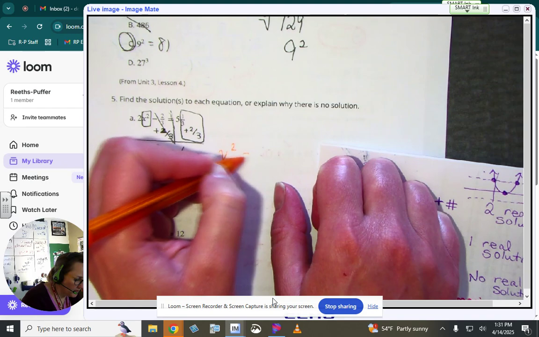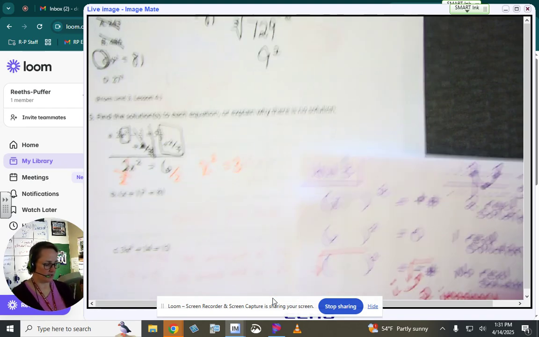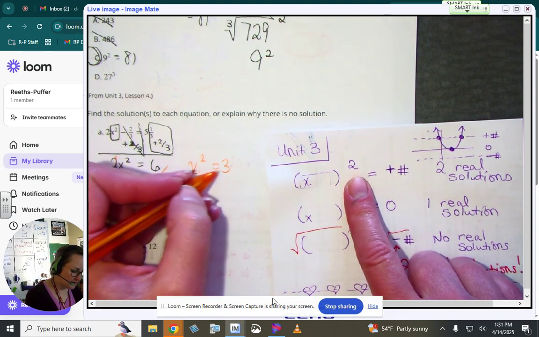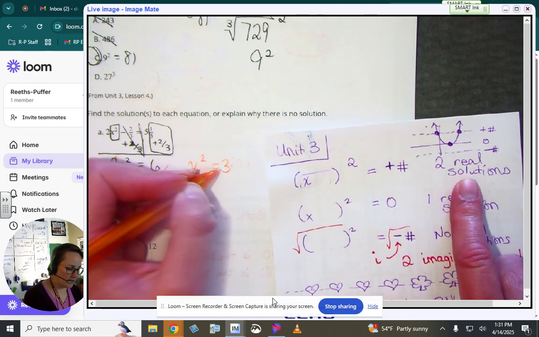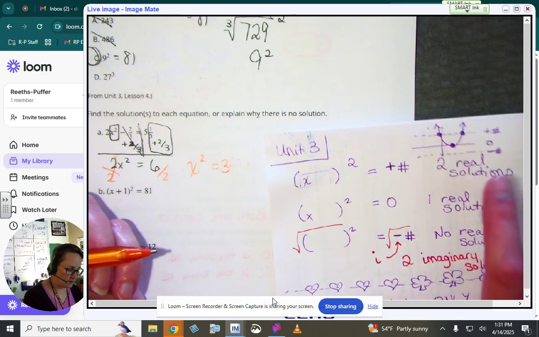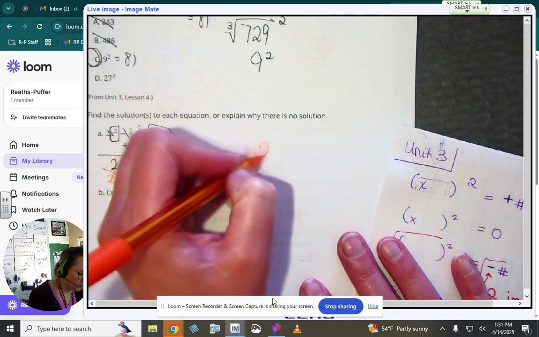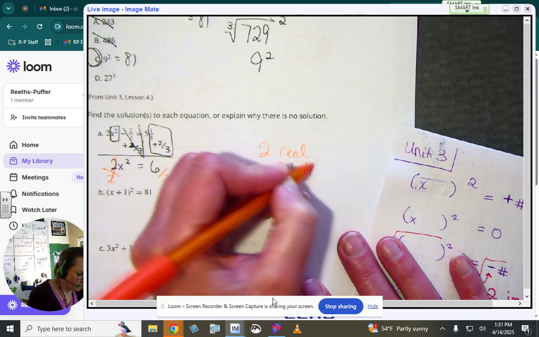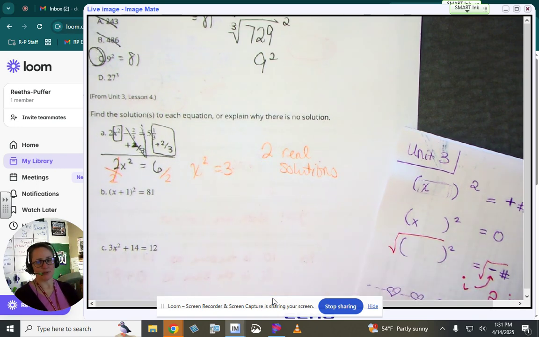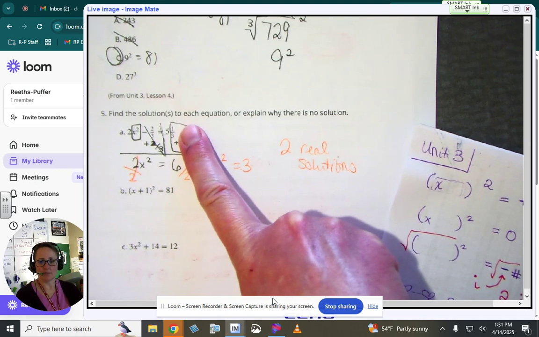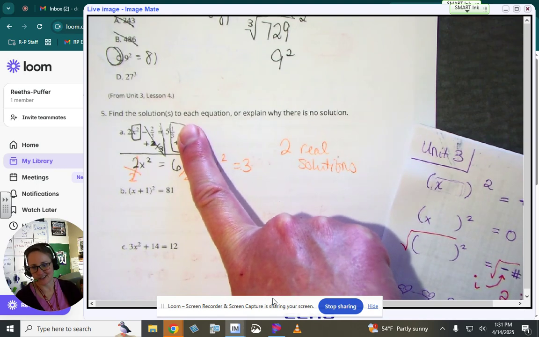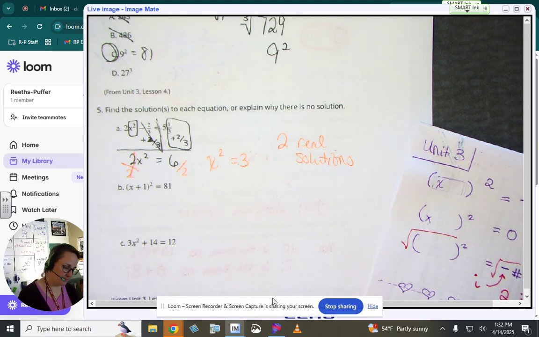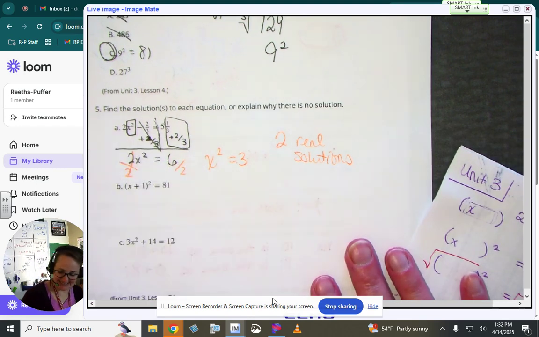All this work to just get to this part to answer this question. If I have something squared and it equals a positive number, I'm going to have 2 real solutions. 2 real solutions. That's all it asked me to do. It didn't actually ask me to find them. Oh, wait, it does. Find the solutions. Okay, well, there's 2 of them, so let's find them.